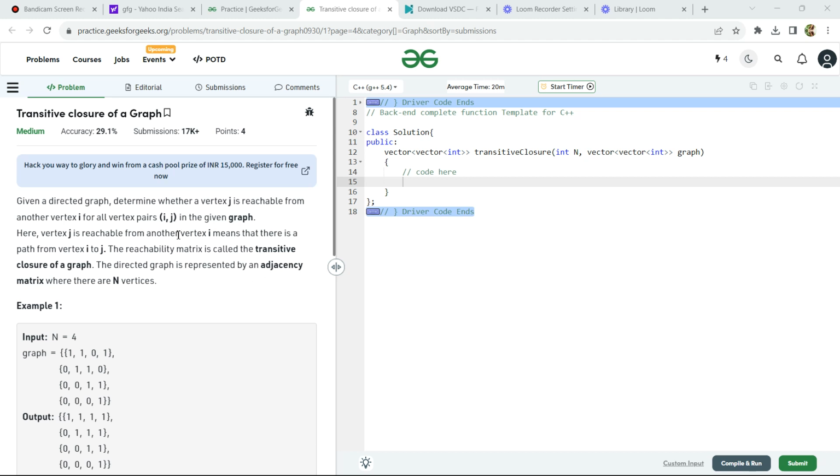So we have already studied about the transitive closure of a graph and we already know the algorithm. And for the algorithm, please check the previous video. So we implement it today. So we are given the 2D matrix graph and we have to find the transitive closure of the graph. So let's first declare a 2D vector.